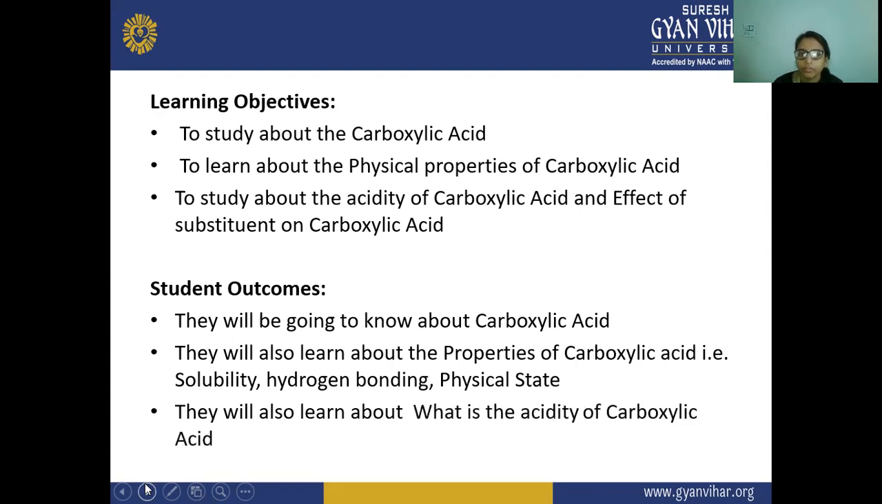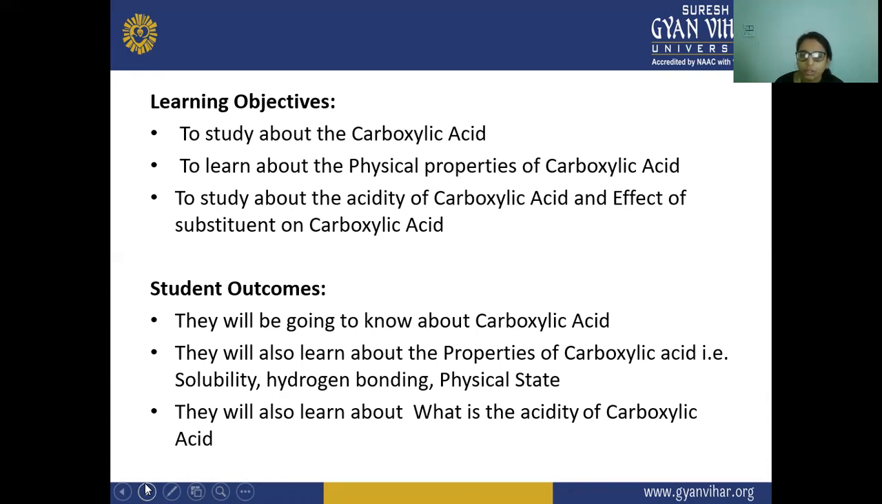So in this topic of carboxylic acid, the learning objective is that we are going to study about the carboxylic acid, and also we are going to learn about the physical properties of carboxylic acid and what is the acidity of carboxylic acid, and if a substituent is attached or bonded to the carboxylic acid, then what will be the effect of it. These are the learning objectives of this topic, carboxylic acid.